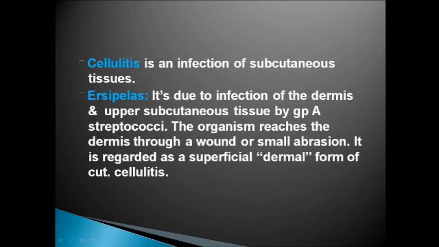In case of cellulitis, the infection is going into subcutaneous tissue also. So we cannot see the infection specifically on the dermis always. It may be in the subcutaneous tissue and it is trying to come out. Whereas in cases of erysipelas, it is basically in the upper cutaneous tissue and the dermis by group A streptococci.